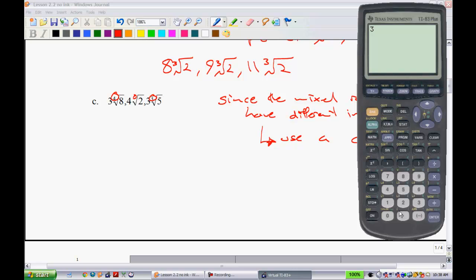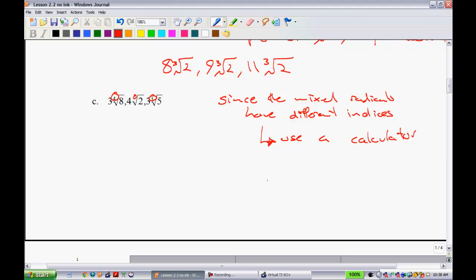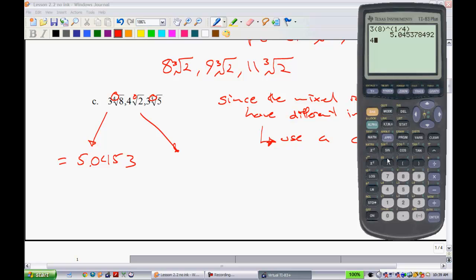If you remember, something to the 4th root is the same thing as just taking it, taking that 8 and raising it to the power of 1 over 4. That's an easy way to deal with big numbers. Okay, and so what we can do is we can say that this one was equal to 5.0453. 4th root of 2, that one's easy to do on your calculator. 4th root of 2. Oops. There we go, that's better.